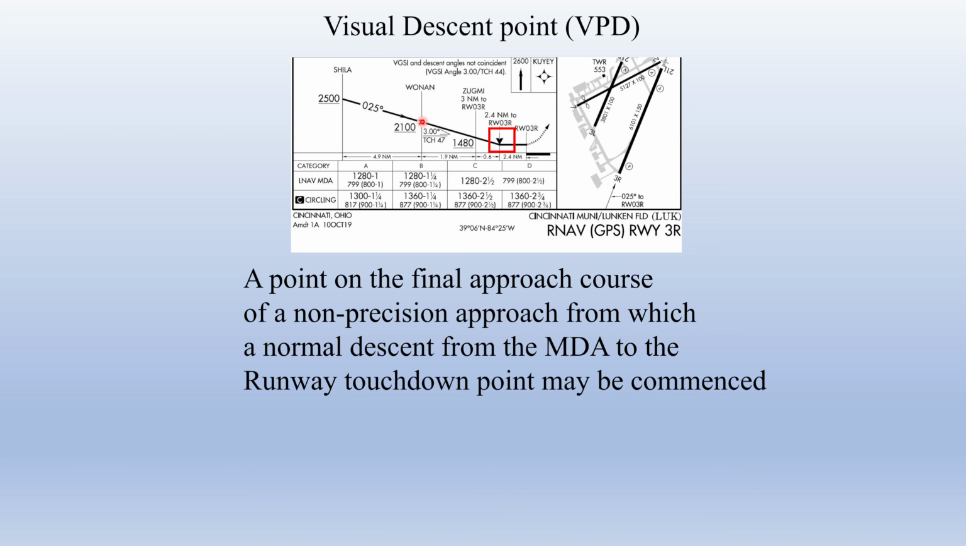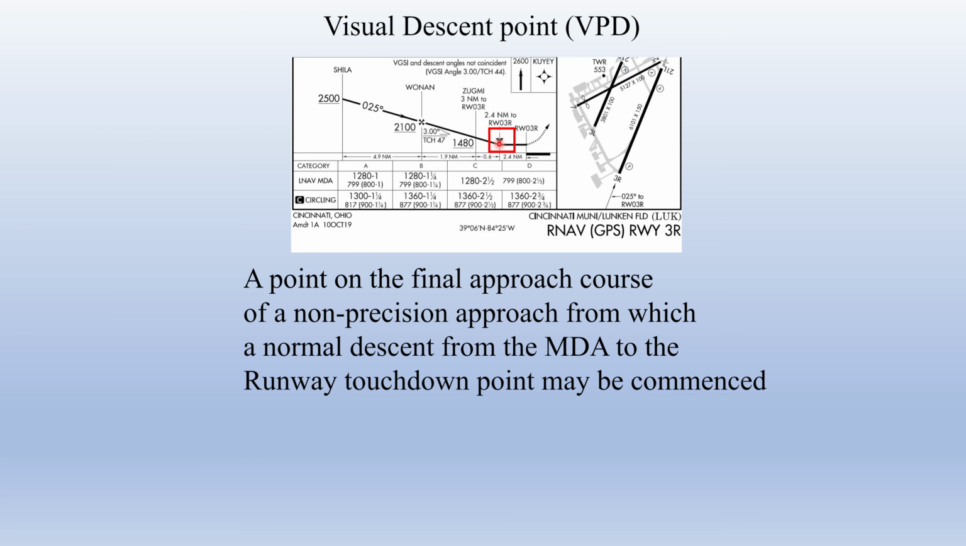The other technique that you can use is to calculate a descent rate that would keep you pretty much on a normal glide path. And if you use this technique, then the VDP is about where you should hit that MDA on that normal glide path.